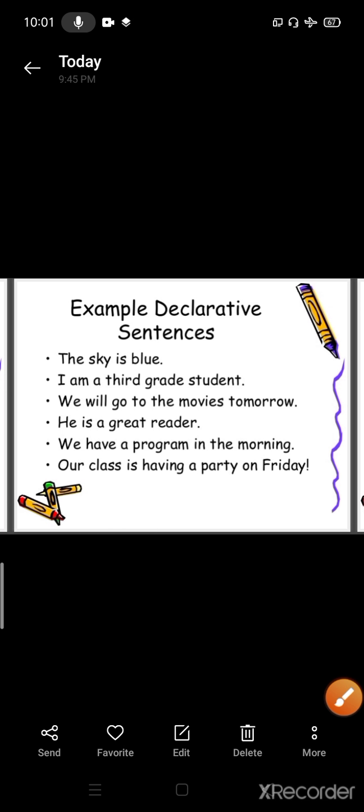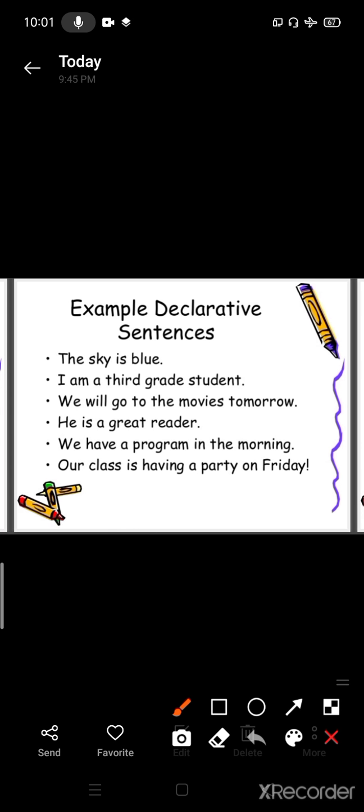For example, the sky is blue. We know that the sky is blue. It is a declarative sentence, as we have declared that the sky is blue. I am a third grade student. It is also a declarative sentence. We will go to the movies tomorrow. He is a great reader. We have a program in the morning. Our class is having a party on Friday. These are all examples of declarative sentences.